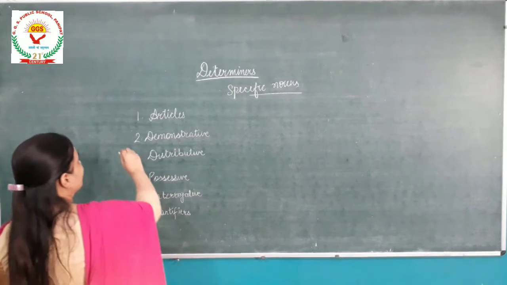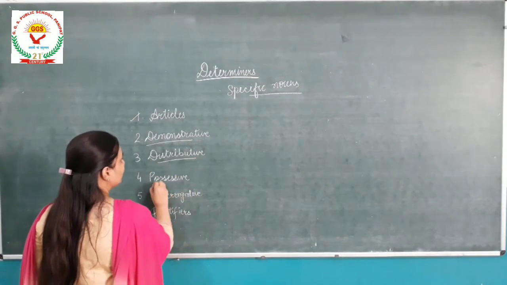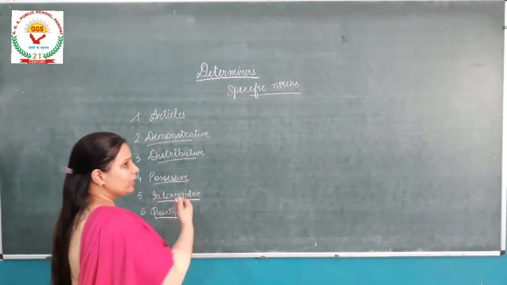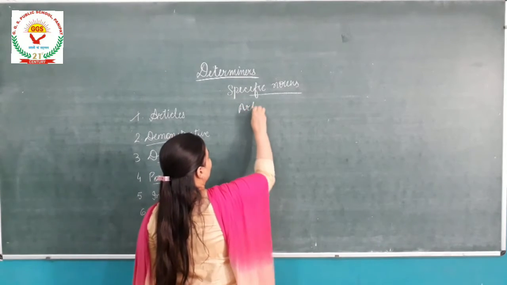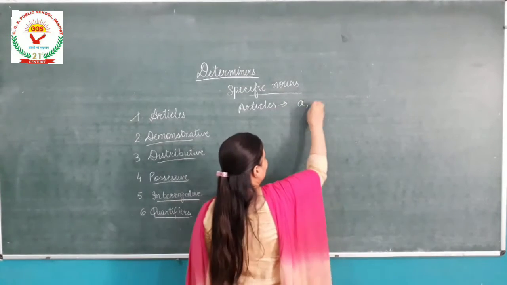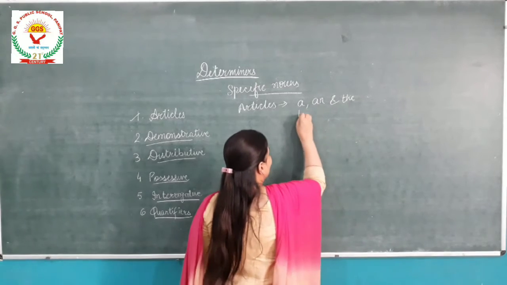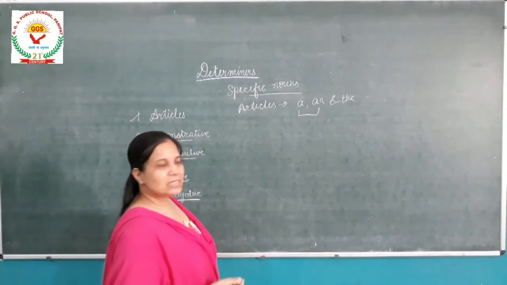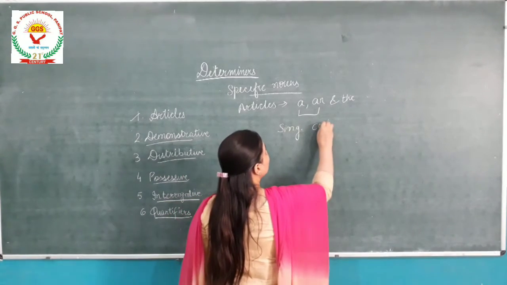Now there are 6 types of determiners: articles, demonstratives, distributives, possessives, interrogatives and quantifiers. We will discuss them one by one. Let's take articles first. Articles are 3: a, an and the. First take a and an. A and an are indefinite articles and they are used with singular countable nouns.